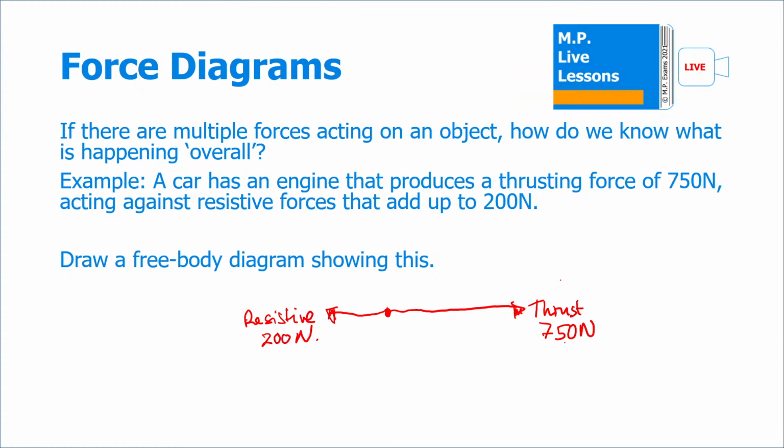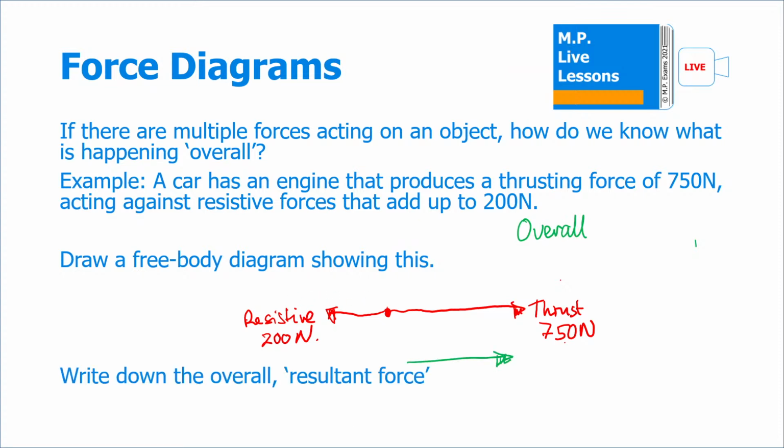Now, since they act against each other, you'll have to take them away. Overall, the rightwards force is larger, so the overall force would be to the right. We do 750 minus 200, and we just get 550. So our resultant force is 550 newtons. And just remember to put the direction to the right.